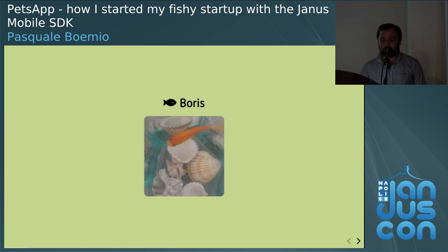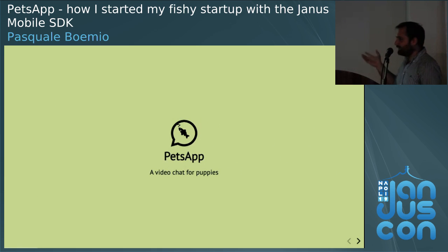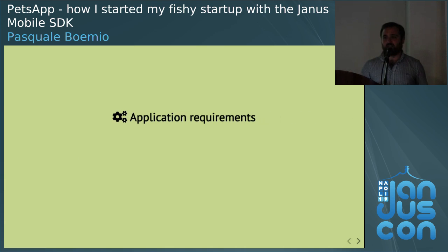But I'm a software engineer. I always implement solutions in a smart way, and I created a solution for Boris like all the people of the internet era do, by building a new startup called PetsApp. PetsApp is like WhatsApp, but for pets. Basically, it is a video chat application for pet owners. And here I will show you the MVP I built for this startup.